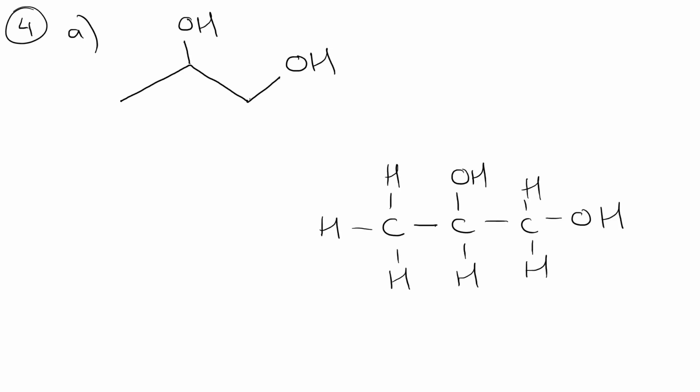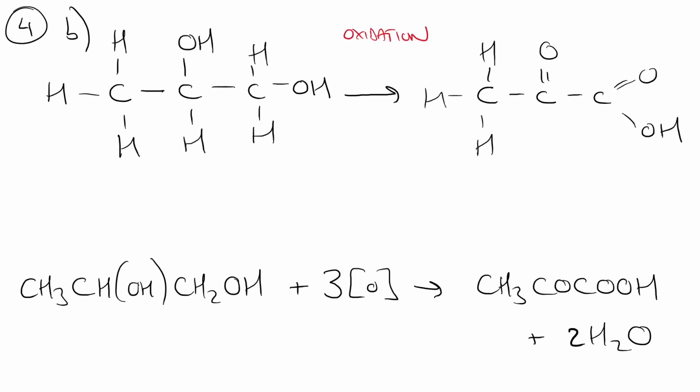And we're asked for the full oxidation product for this reaction. And so I've written out the displayed formulas so we can see we've got a secondary alcohol and a primary alcohol. When we fully oxidize this, we're going to get a carbonyl, a ketone, in the middle carbon, and the primary alcohol will oxidize all the way to a carboxylic acid, which gives us this molecule at the top right as the final product.